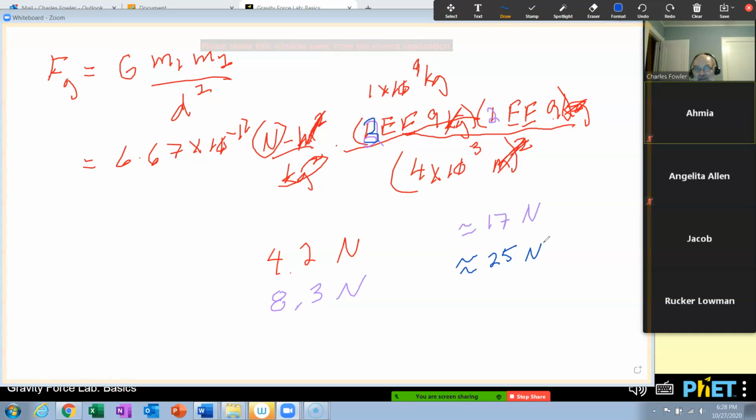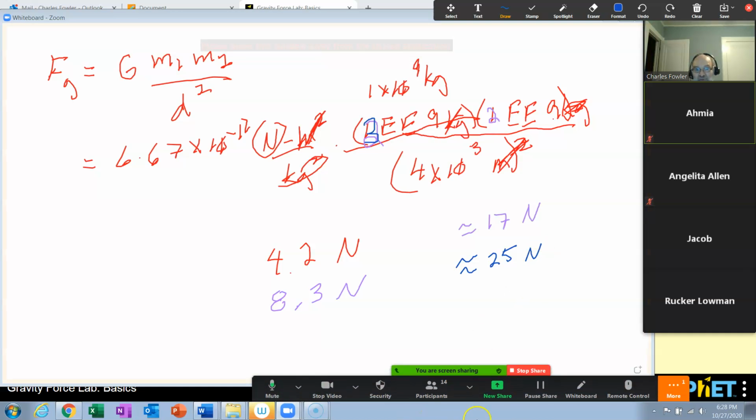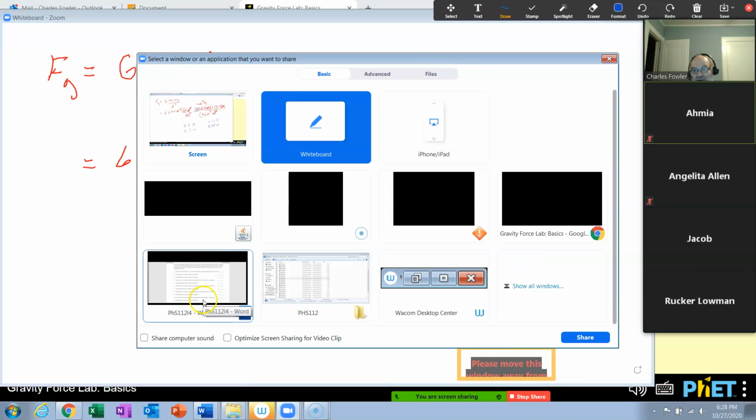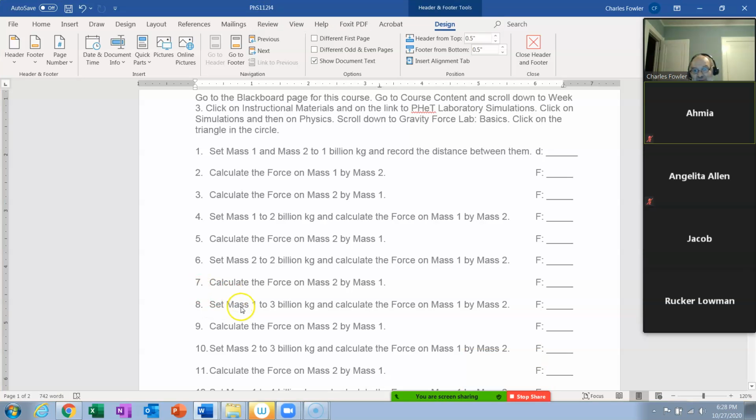Any question? Got it? Okay, so let's go back to our thing. That was number 8, wasn't it? What was number 9? What's the force on mass 2 by mass 1 then? Exactly the same, that 25 again, right? Because of Newton's third law, whatever one exerts on the other, the other exerts on the one. They're in opposite directions, but they're still the same.